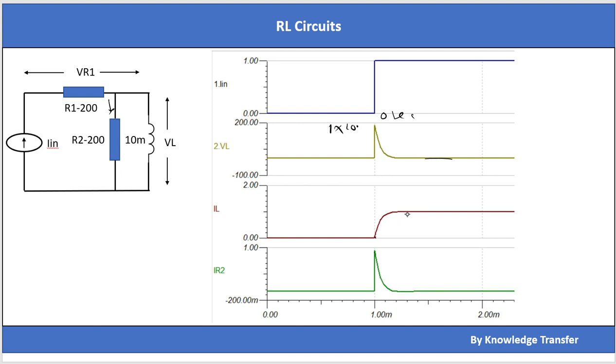IL is initially 0 ampere, because all the current is flowing through R2. Then IL became I as time tends to infinity, because the inductor acted as a short circuit, so all the 1 ampere current is flowing through IL only, and the R2 current is 0 ampere.